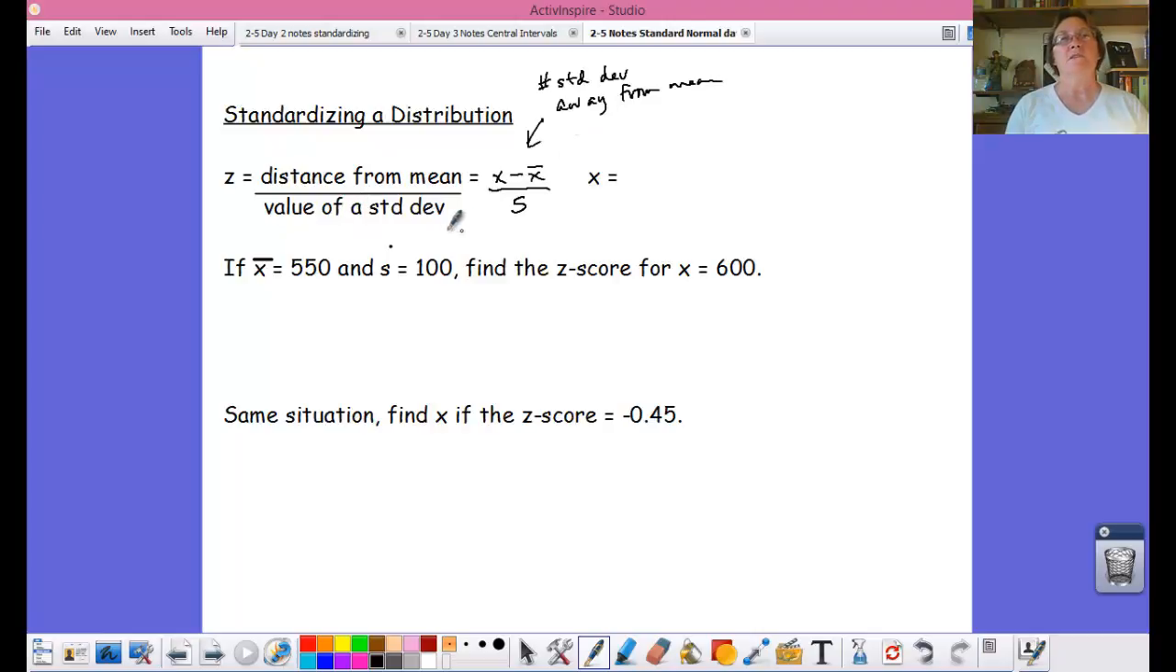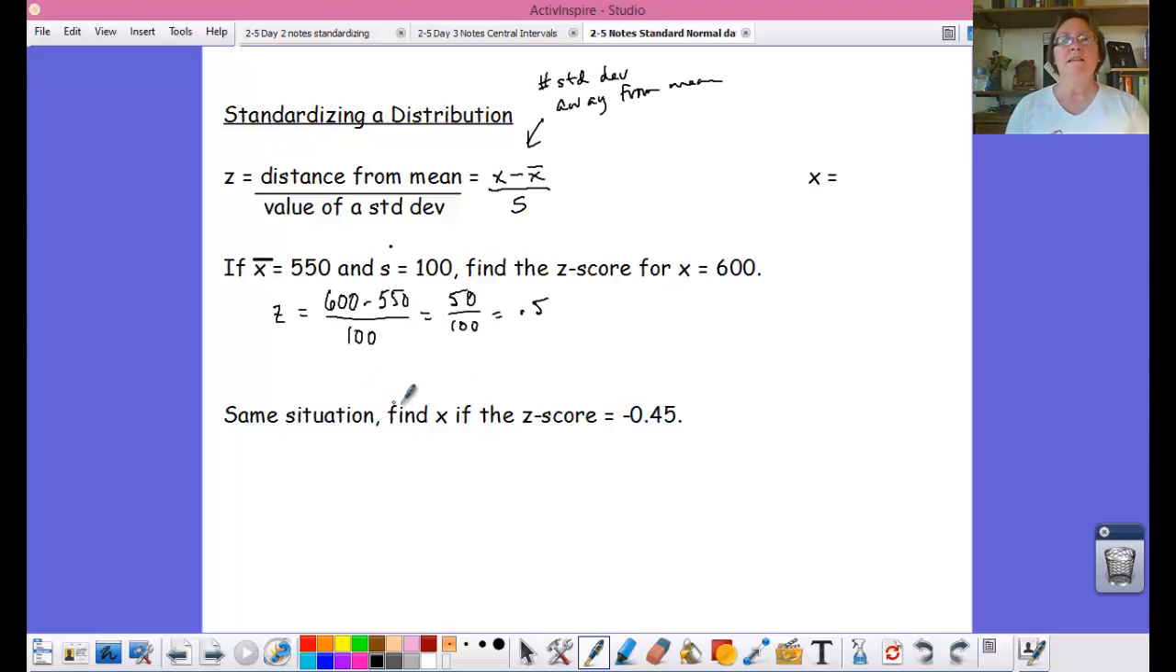It's possible that we can use this formula forward and backward. We're going to use it forward first. It says here that if x bar, that would be the mean, is 550 and the standard deviation is 100, find a z-score for a data value, an x, of 600. Following the formula here, z will be equal to the data value itself, 600, minus the mean, 550, all divided by the value of a standard deviation. This would give us 50 over 100, or 1/2. Our z-score then would be 0.5. We found a z-score by finding the number of standard deviations that some data value is away from the mean. You find that by subtracting data value minus mean, dividing by standard deviation.